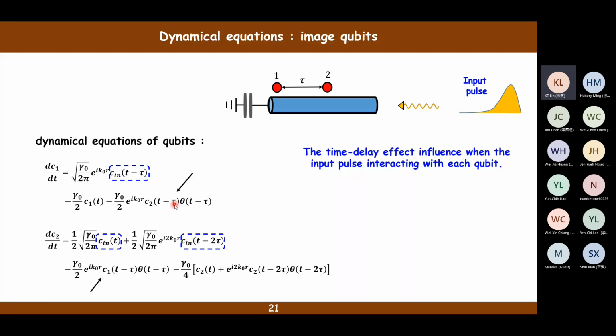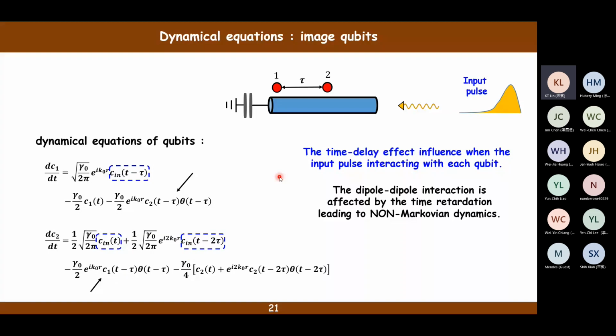As you can see, there is some time delay here, because the dipole interaction is due to the exchange photon between pairs of qubits. So you need some time for the photon to travel from qubit 1 to qubit 2. This kind of time delay will influence the dipole interaction, which will lead us to the non-Markovian dynamics. We will see this later.